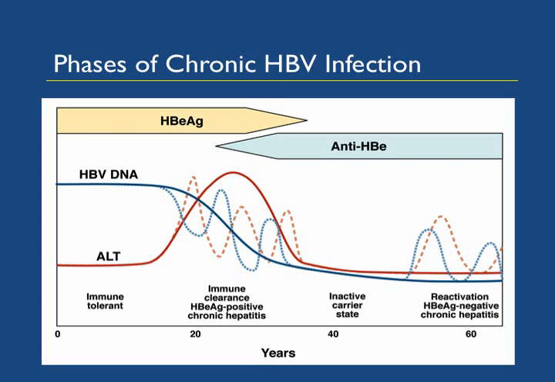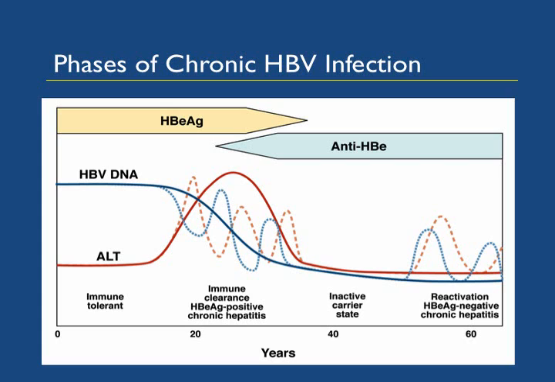As the patients progress, oftentimes for perinatally acquired infection, when these children grow up and become teenagers and young adults, the immune system starts recognizing the virus as foreign and mounts an attack on infected hepatocytes. Here, we would see the virus level start going down and the liver enzymes start going up. And if the patient's lucky, they undergo E to anti-E seroconversion.